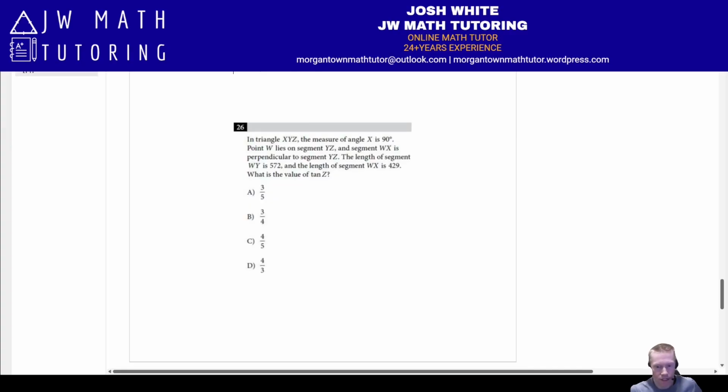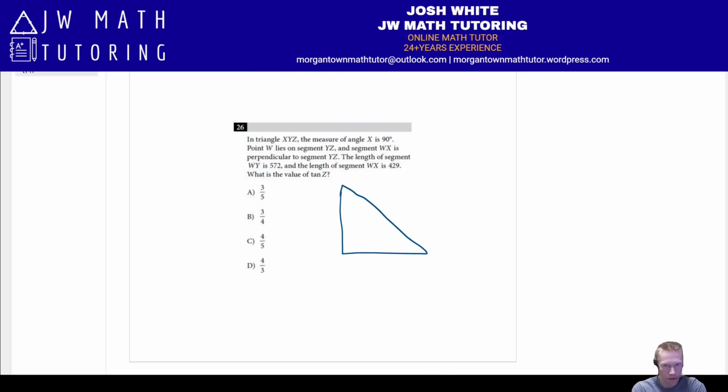All right, let's look next now at number 26. I'm going to go through 2 different methods you can use to solve this problem. And you can decide which one you find easier. So here's our right triangle. X is 90 degrees. W is somewhere over here. WX, or XW, whatever you want to call it, is perpendicular to YZ, the hypotenuse. All right, we know WY is 572. We know WX is 429.